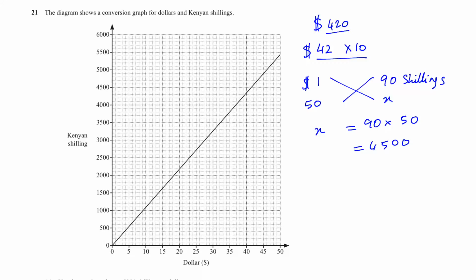We have got 2 points. One point is 1 and 90, $1 and 90. So make a point when it is $1, it is 90. It's somewhere here. And the second is when it is 50, we have how many shillings? 4,500. So 50 is here and 4,500 shillings is here. Now we are going to join the 2 points together. So this is how your new line will look like.